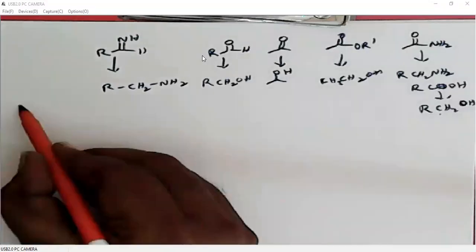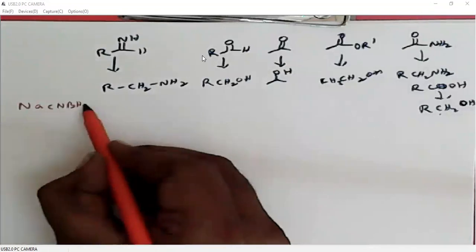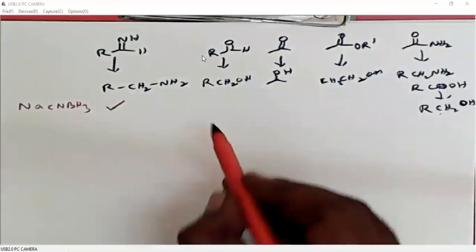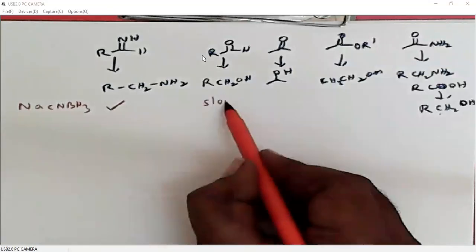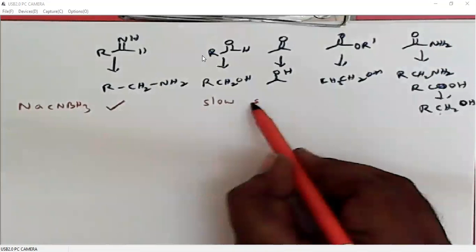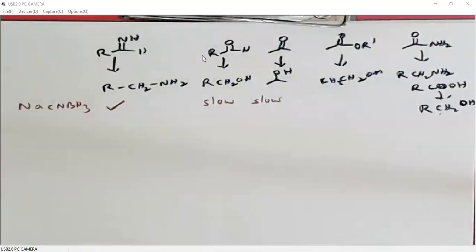When we use sodium cyanoborohydride, it is specially used for reductive amination, right? So imines can be reduced to amines with sodium cyanoborohydride. But all other reductions are not possible. Even aldehyde, sodium cyanoborohydride will reduce very slowly. Even ketone is a very slow reaction. Other functional groups, sodium cyanoborohydride will not reduce.